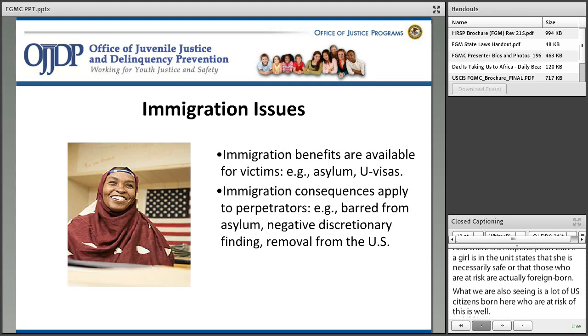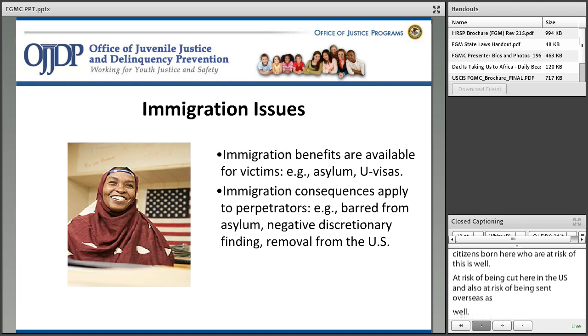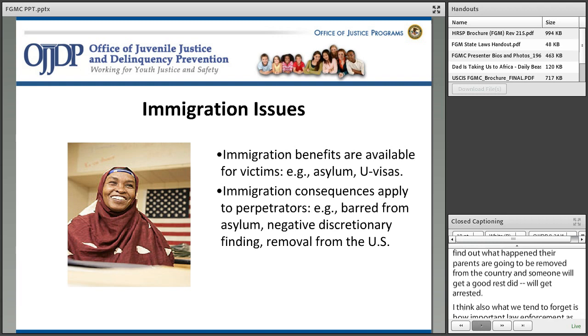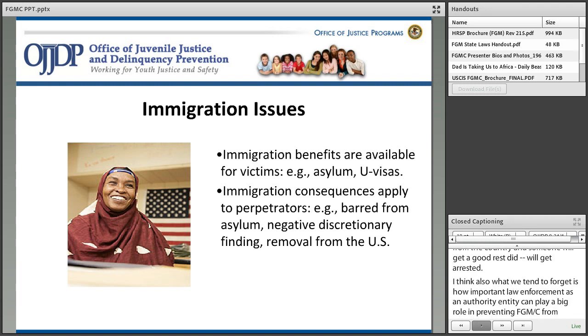And also there is a sense, and especially when we talk about not just immigration, but then as I talk more about law enforcement, just this fear of, oh no, as soon as immigration finds out what happens, their parents are going to be removed from the country, someone's going to get arrested, kind of the scary picture of law enforcement. But I think also what we tend to forget is how important law enforcement, just as an authority entity, can play a big role in preventing FGM from happening. And also, in a different context, but similar to what Andrew was talking about, play a role in just having conversations with persons who might be subjecting their daughter to this, to try to prevent it from happening, also to try to prevent it from happening to a second girl if it has already happened to the first girl.